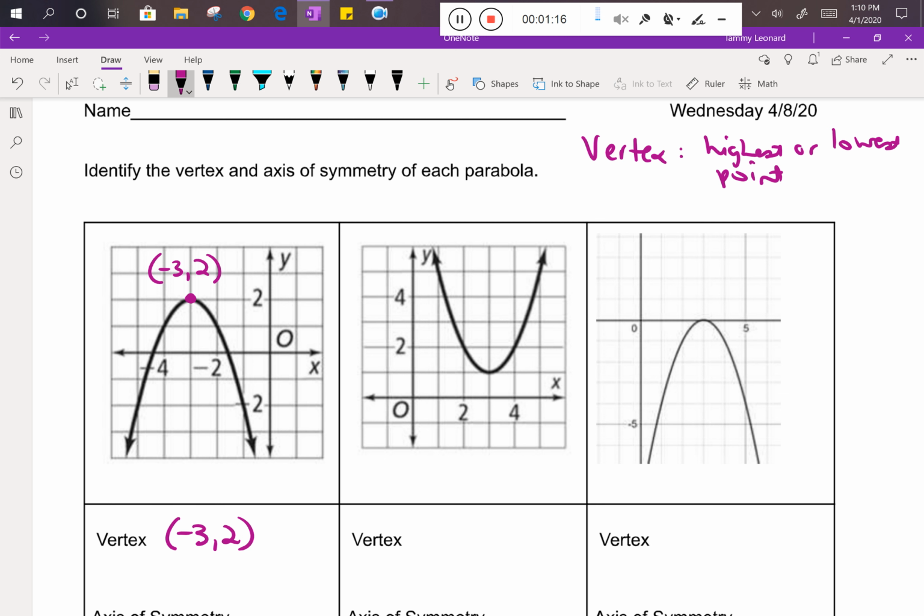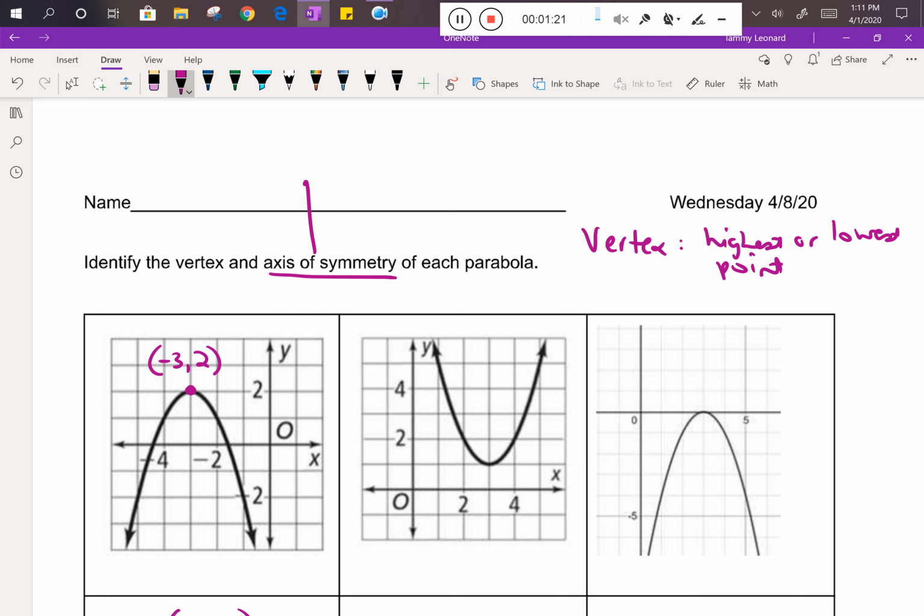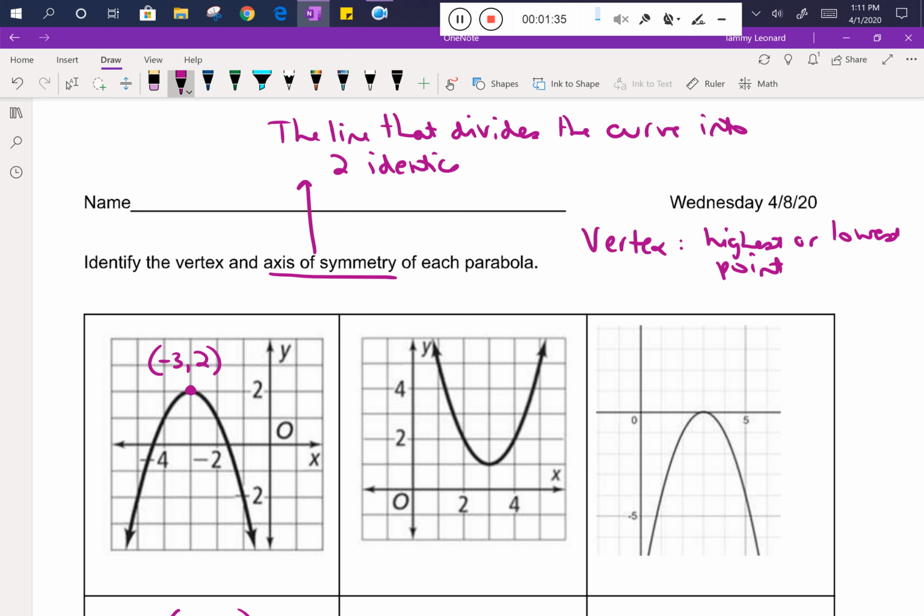The other new vocab word in this section is axis of symmetry. The axis of symmetry of a parabola is a line that divides the curve into two identical halves. For a parabola, that's going to be a vertical line that passes right through the vertex. So if you imagine drawing this vertical line in here, that would be the axis of symmetry.